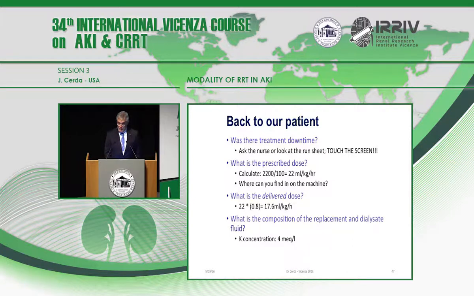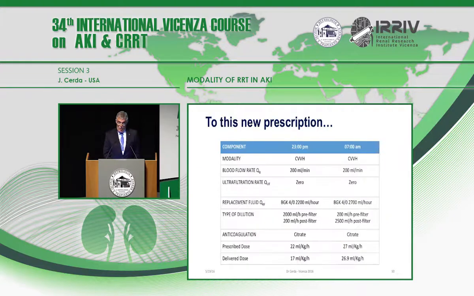And the replacement fluid contains too much potassium, and perhaps you want to change that. So we changed the prescription, and this is the new prescription. Because our problem was dilution, and we don't want to use so much pre-filter replacement fluid, we may want to use it post-filter, so let's do that. And now we have, as you can see, 2,500 post-filter and only 200 pre-filter. If I made the calculations, I will show you that the prescribed dose is a healthy 27, and the delivered dose is 26.9.